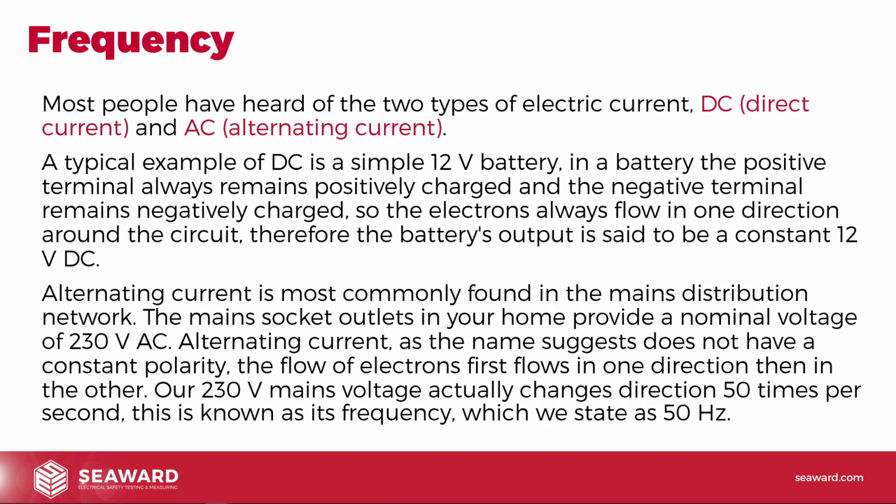So the unit of frequency is Hertz, and as we say, the mains changes 50 times per second, so that would be 50 Hertz. DC basically has a frequency of 0 because it doesn't change, it just stays constant polarity. So DC has a zero frequency because it doesn't change polarity, whereas with alternating current, how many times it changes per second is what we refer to as the frequency. And as we say, in the UK, the mains frequency is 50 Hertz.